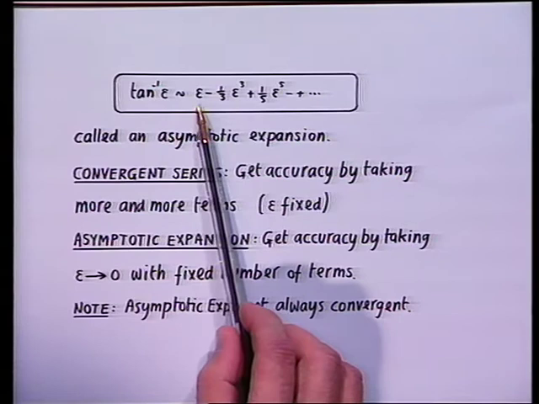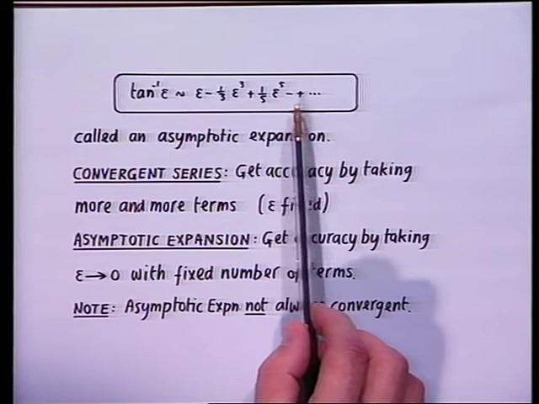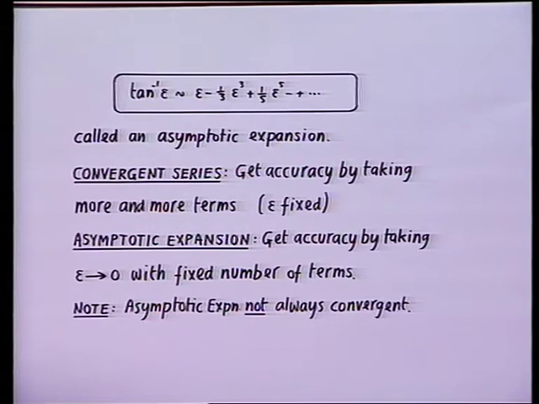With a convergent series, one can get better and better accuracy by taking more and more terms. Think of this formula with a fixed value of epsilon, say a tenth or a hundredth. And we get more and more accuracy by taking more and more terms. So we take the first term, the second term, the third term, more and more terms, till by the time we get off the picture here, the series has given a very accurate representation for the function tan^-1 of epsilon. In other words, a convergent series gives you accuracy by taking more and more terms with a fixed value of the parameter epsilon.